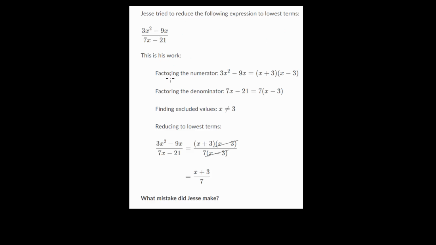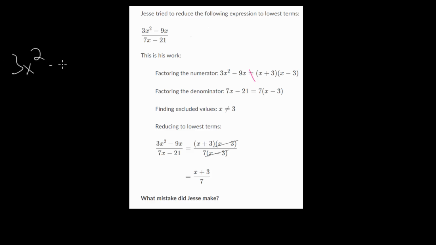So Jesse started his work by factoring the numerator, this 3x squared minus 9x, and set it equal to x plus 3 times x minus 3. And this is already the mistake. These are not going to be equal. But let's just work through that ourselves.